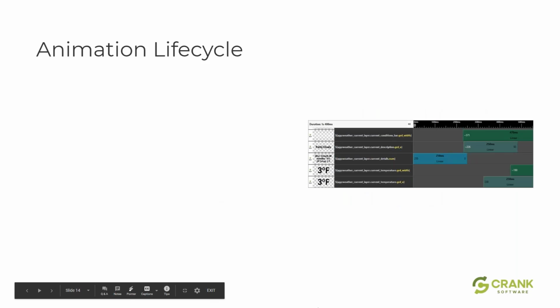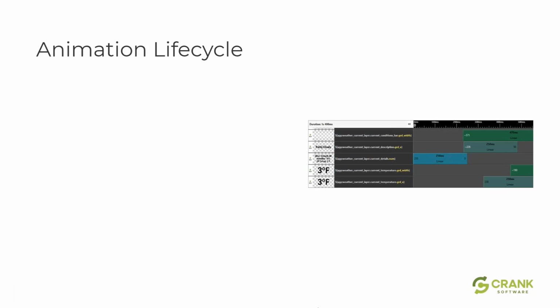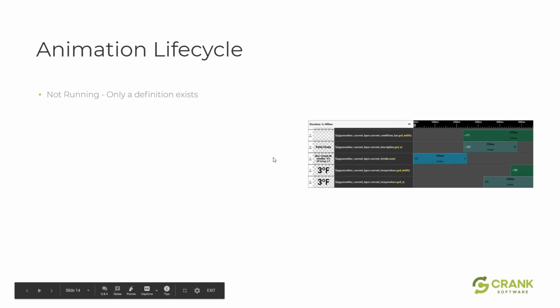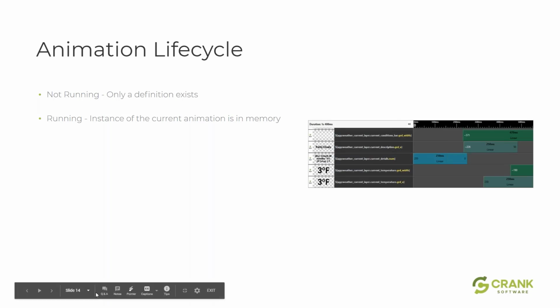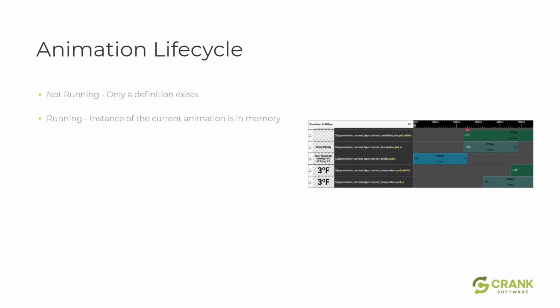So the animation lifecycle, I feel like it's worth mentioning in here. An animation starts off in its non-running state. At this point, only a definition exists. It's important to know there's a slight difference between a definition of an animation and when an animation is live and running, where there's an instance of an animation in memory. That instance is very important because this is when the particular variables are resolved. If we look here, we've got these squiggly lines, these tildes.